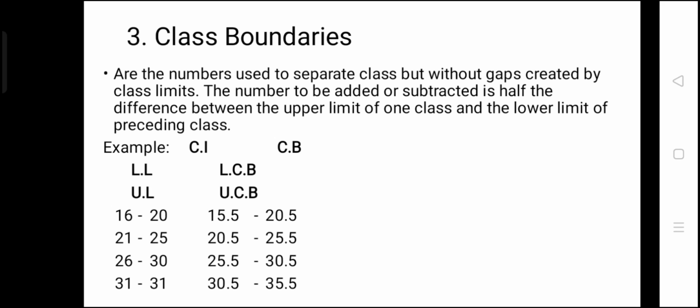So if we're talking about class boundaries, it is stated that the number to be added or subtracted is half of the difference between the upper limit and the lower limit. Wala siya gap bitaw, wala siya gaps created sa class limit niya. So iyang gibuton diri kay 15.5 and 20.5.